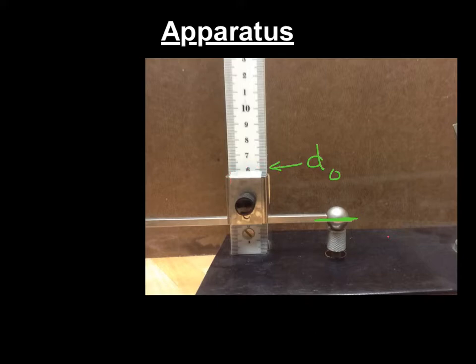As long as you're consistent in reading the top or the bottom scale, it doesn't matter. I used the top just because it was a little easier for me to draw on in the video. That'll be your D0.